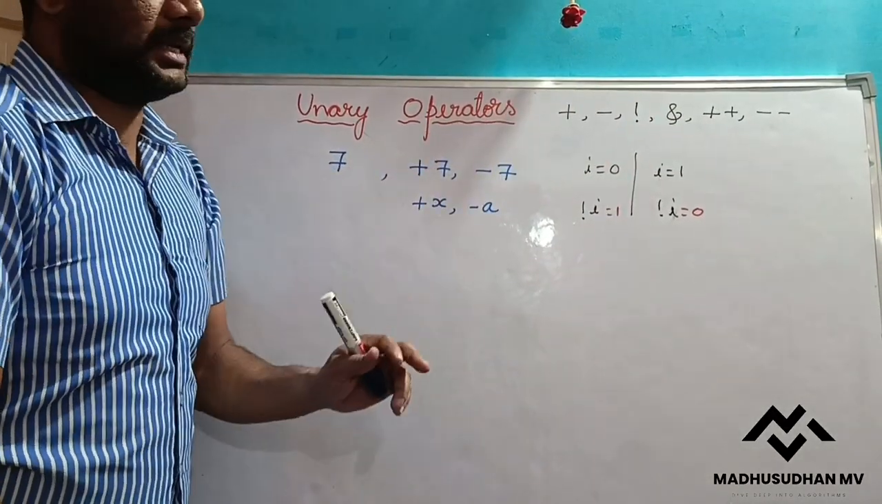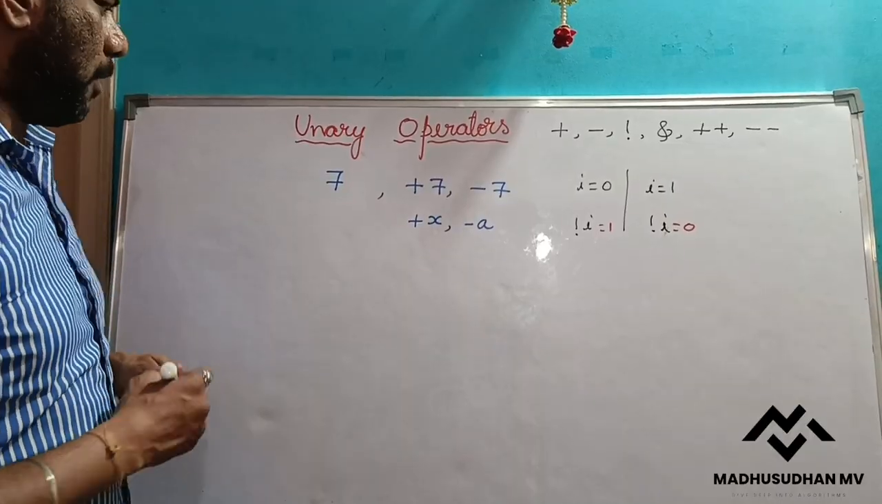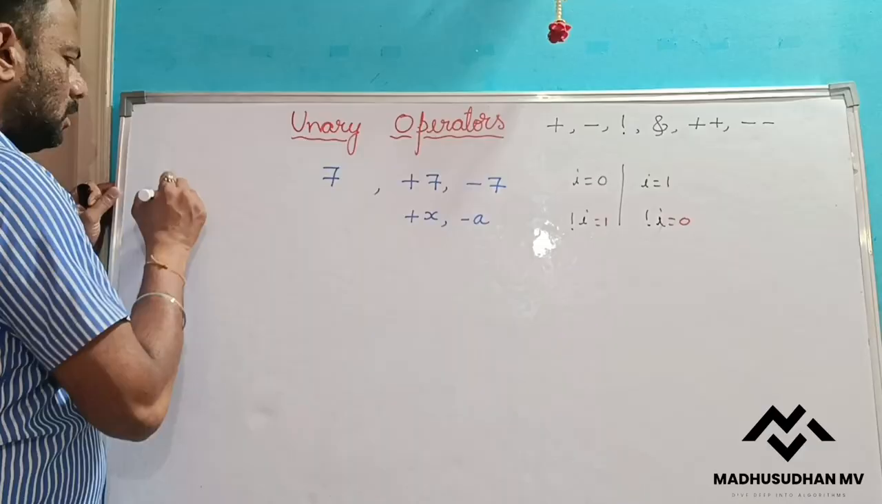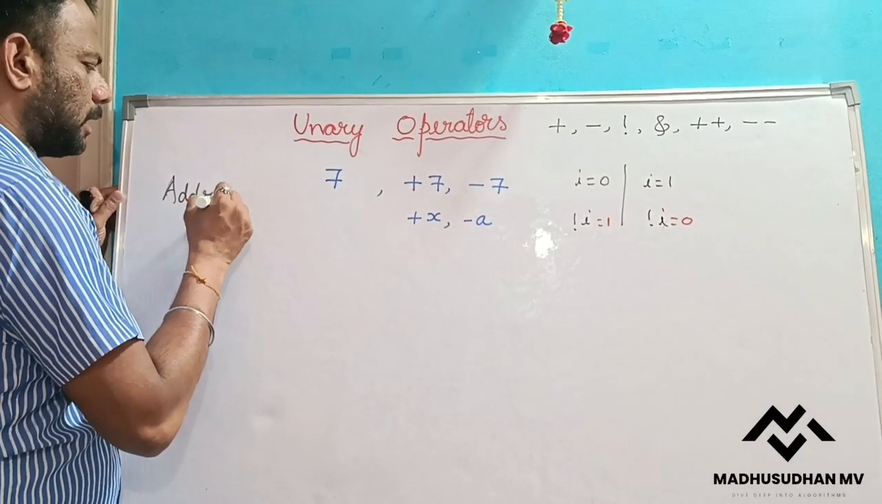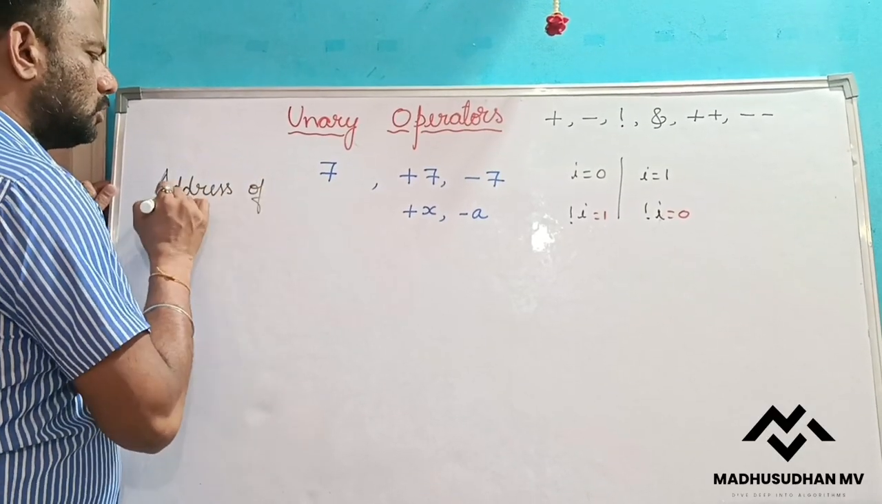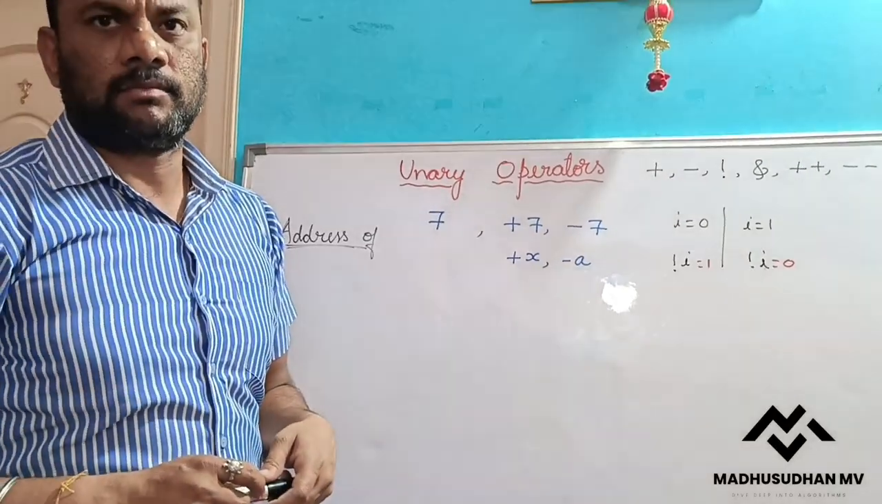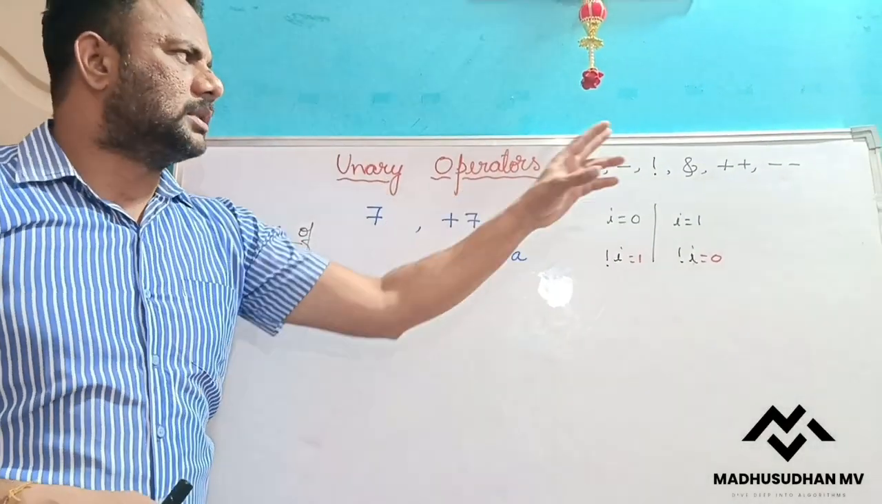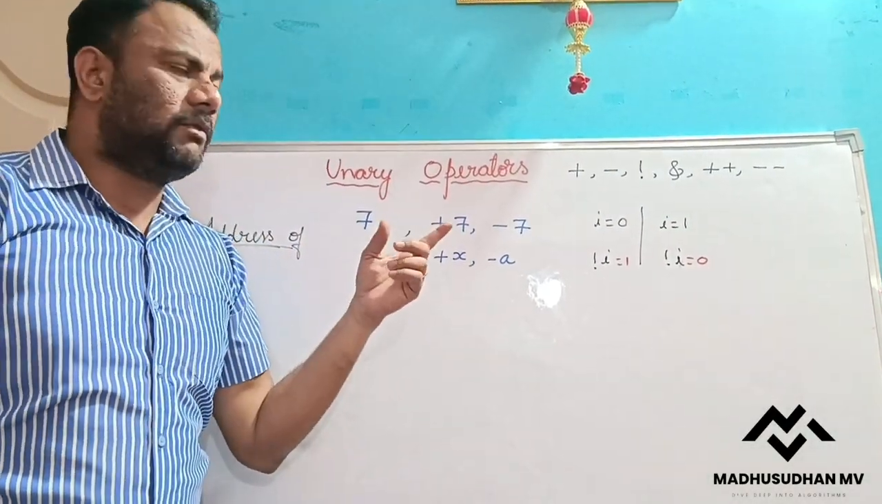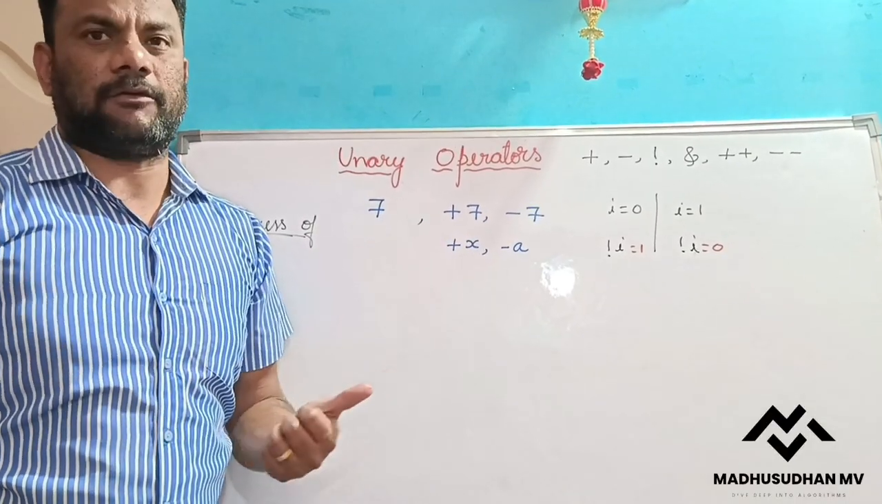Then comes ampersand. We'll call this the address of operator. Sometimes I want to get the address of some variables. At that time, we use this address of operator. We already discussed this address of operator in scanf.